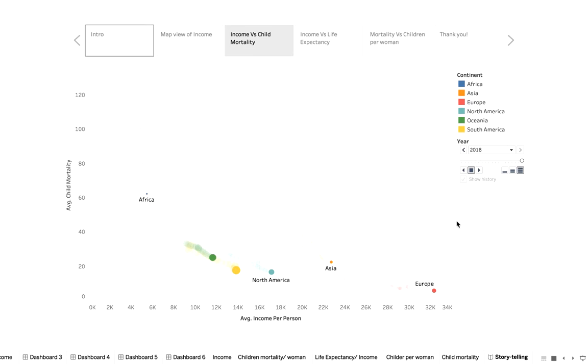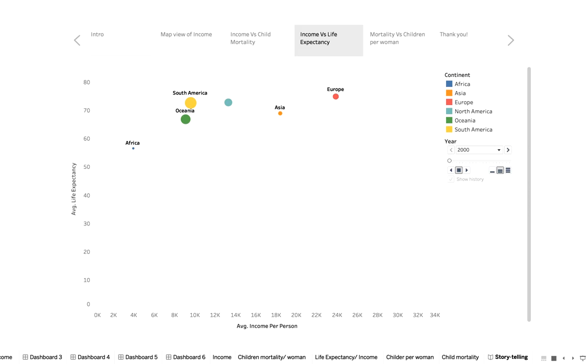generation during this time. And what is even more interesting is that for Europe here, even though their average income per person grew from $23,000 a year to $32,000 a year, their average child mortality looks like it hasn't changed a lot, but actually, we can see in the graph, their average child mortality rate actually decreased 50% during these 20 years, which is a lot.